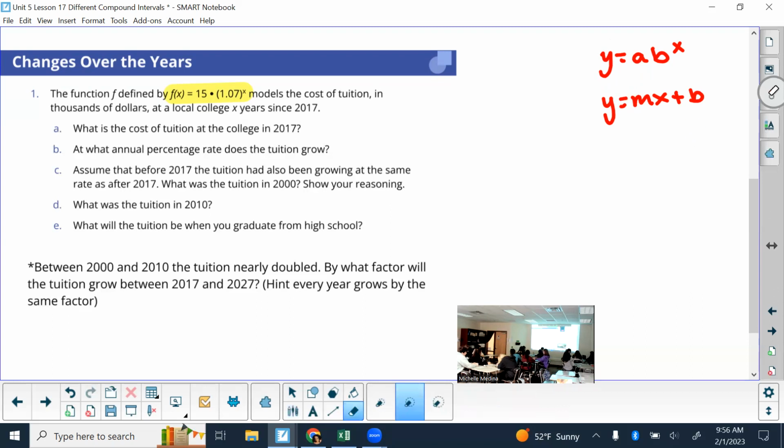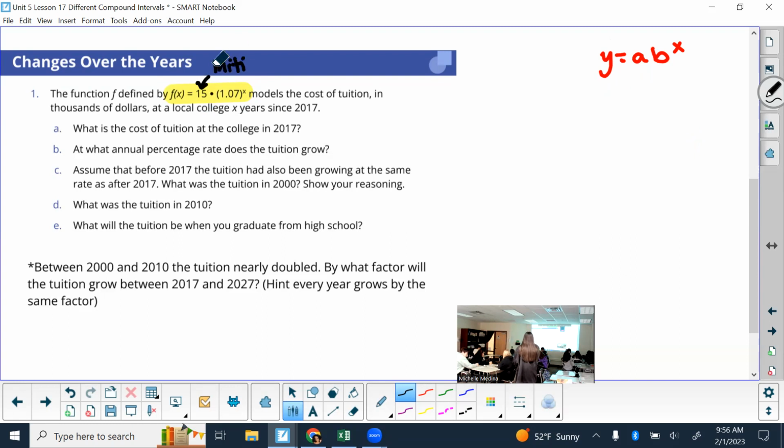Okay. So that means you should be able to interpret every piece of this. So like, what does the 15 represent? Initial amount. So that means in this situation, the initial amount of the tuition is 15. 15 what? I don't know.